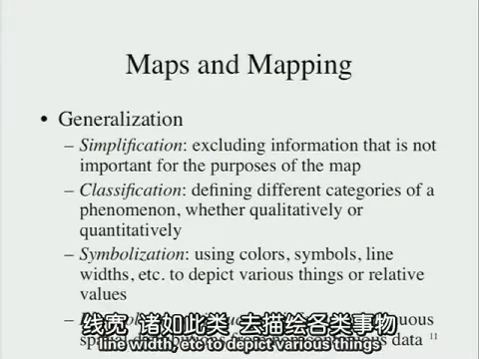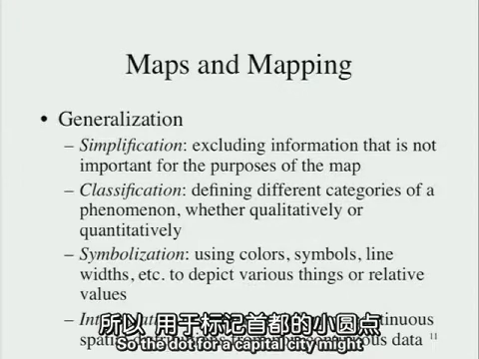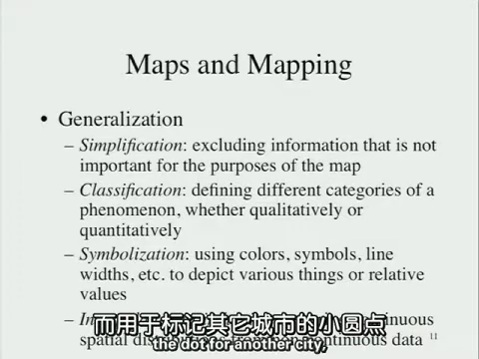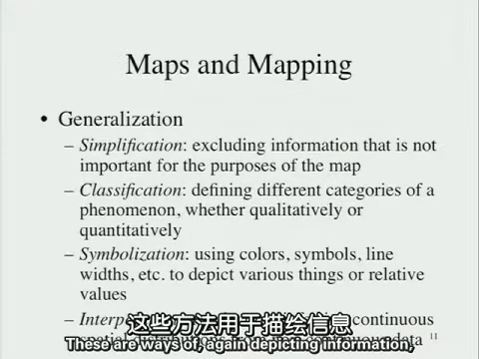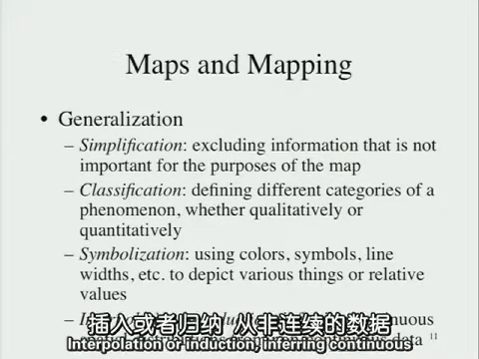Symbolization, using colors, symbols, line widths, etc., to depict various things or relative values, right? So the dot for a capital city might have a little star in it. The dot for another city, a non-capital city, might not. These are ways of, again, depicting information, representing information visually.